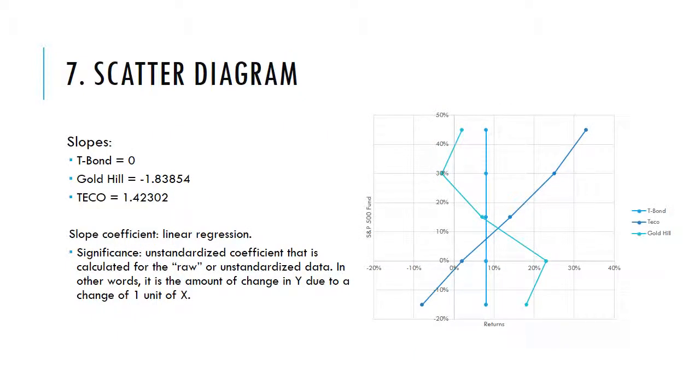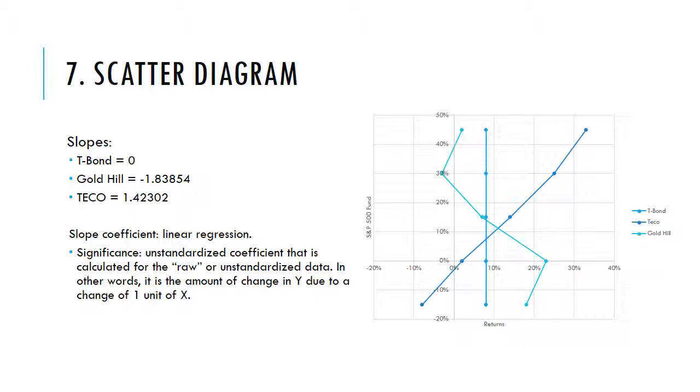Diagram using the S&P 500 fund as the y-axis and then the other three possibilities on the x-axis. And the slopes that I got for each one is as follows. The T-bond is 0, Gold Hill is negative 1.83854, and TECO is 1.42302.